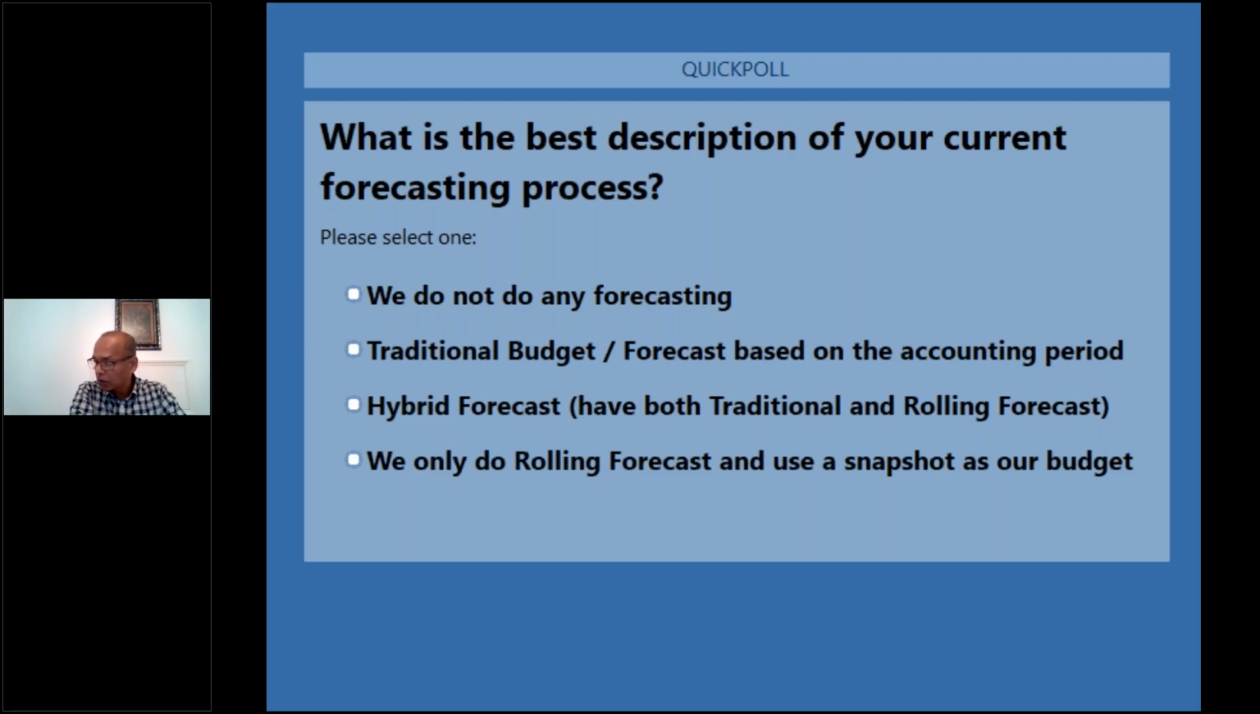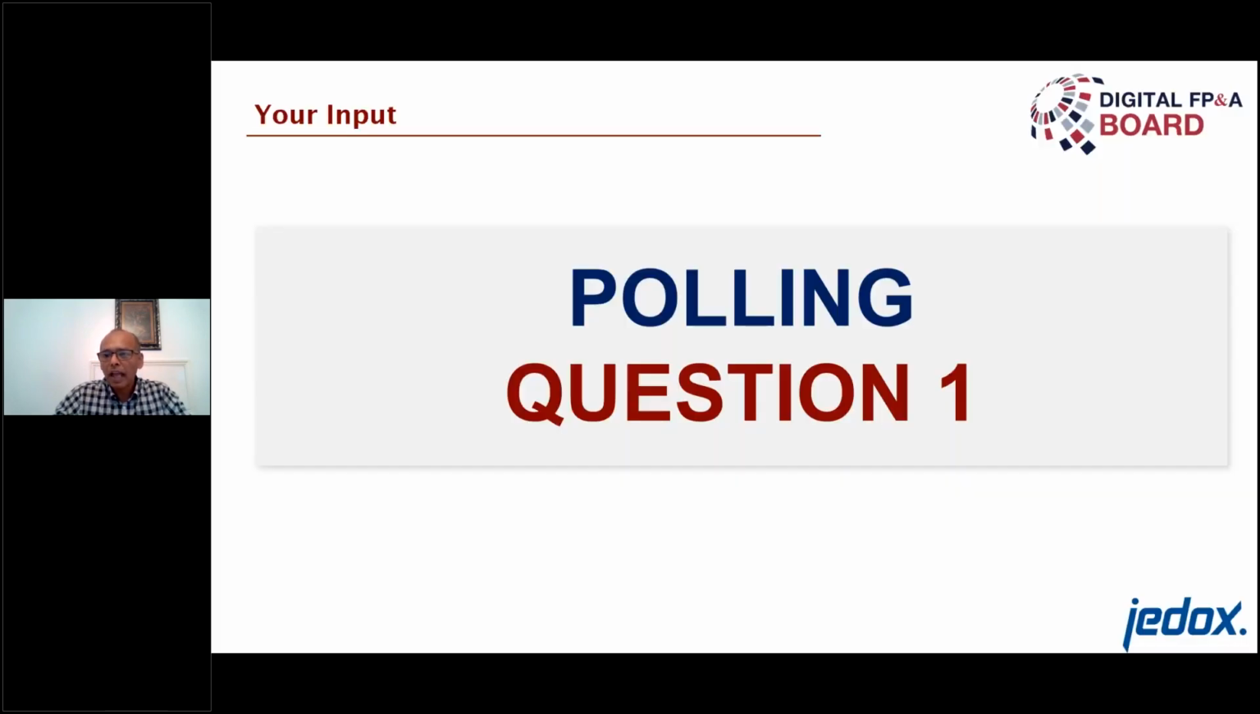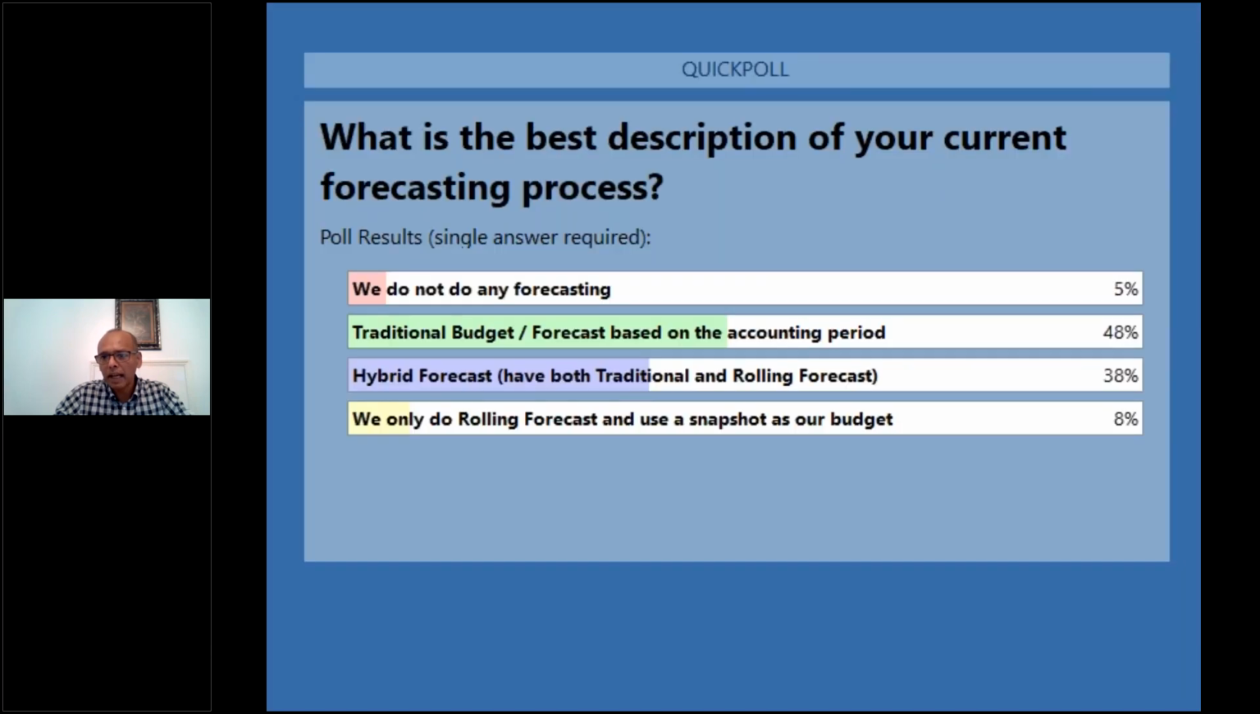Second, we do traditional budget and forecast based on accounting period. Third, hybrid forecast. So we're doing rolling forecast here as well as traditional. And fourth, we're doing rolling forecast. If you can vote, please. We've got 60% people have voted already. I'm now going to close, and I'm now going to share it with our panelists.